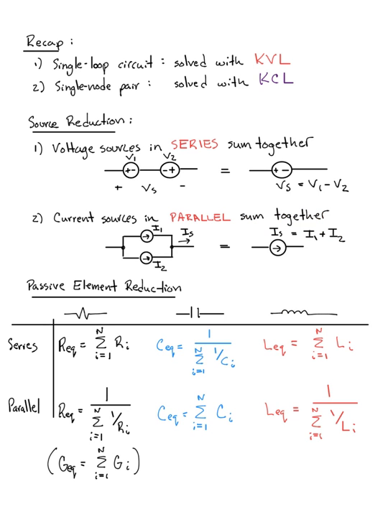And finally, I've put together a recap slide for you where we have derived the analysis methods for solving single loop circuits and single node pair circuits. From this, we found that we can reduce voltage sources that are in series by summing them together. We can reduce current sources that are in parallel with one another by summing them together. And we can reduce passive elements that are in series or in parallel by the methods shown in this slide.